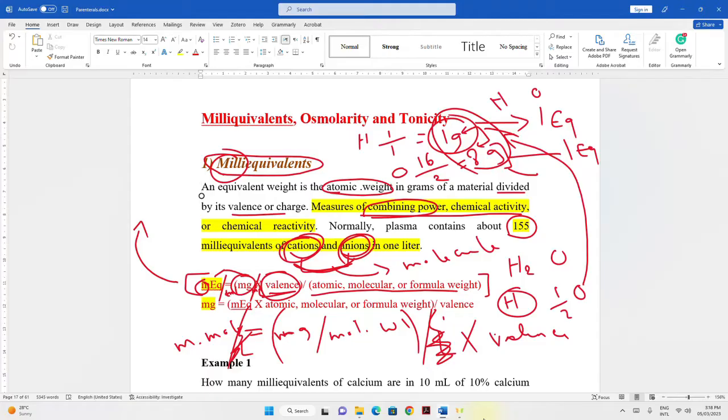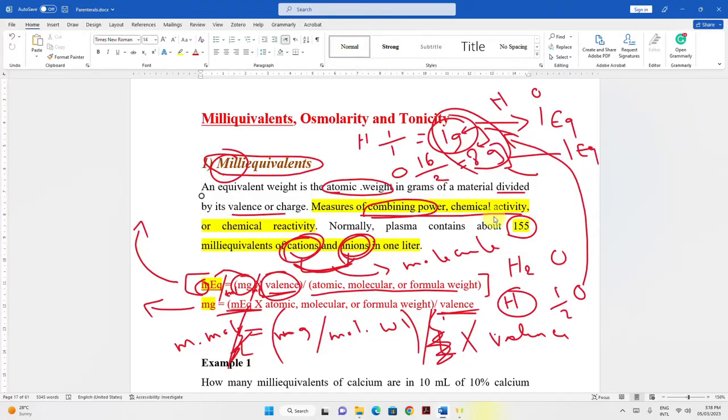Now if you want to convert milli equivalent to milligram, then you are using the second one. Of course, the second one can be derived also from the first one, and it's equal to the number of milli equivalent, multiplied, instead of divided, multiplied into atomic weight, and then you divide the answer by the valence. By doing that, you will get the amount of material in milligram.